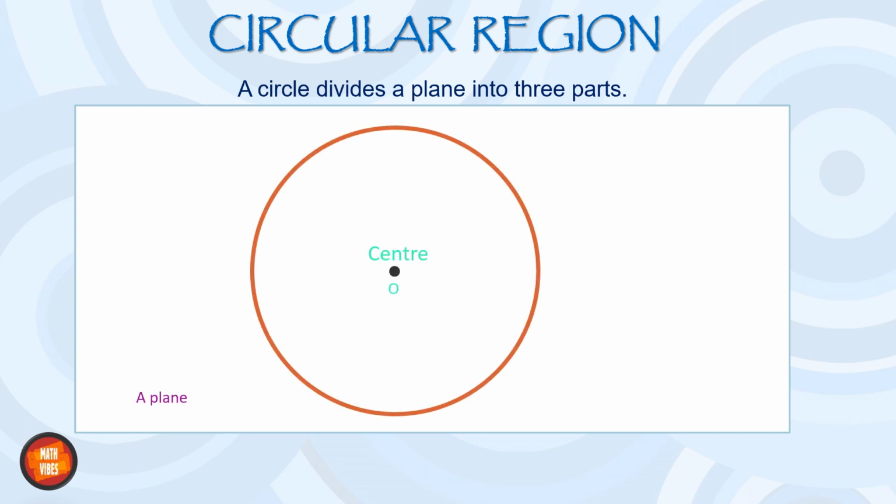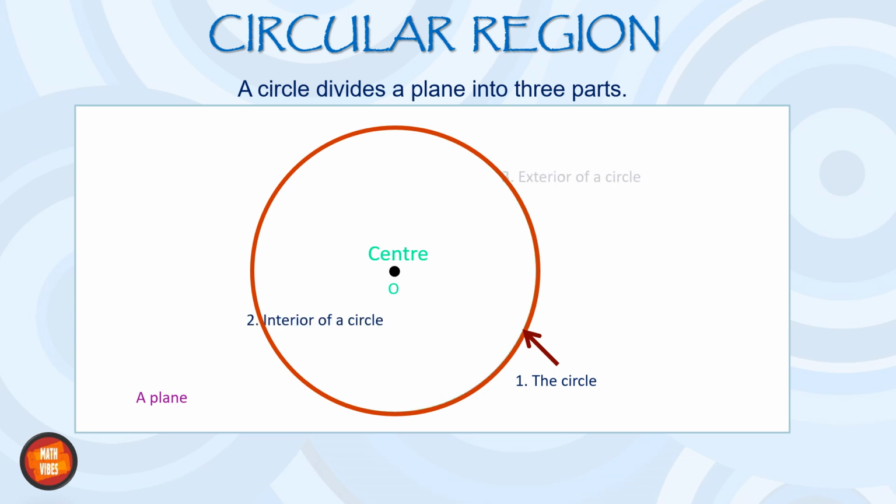So first we will discuss circular region. Now suppose that this is a plane. A circle divides a plane into three equal parts. Suppose this white page is the page of your notebook and you draw a circle on it. So a circle will divide this plane into three equal parts. How? First will be the circle itself, the boundary of the circle.